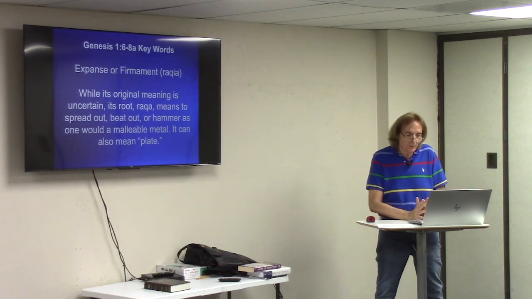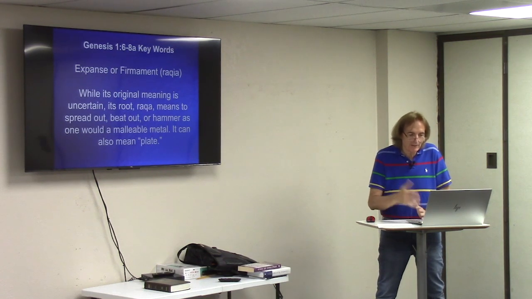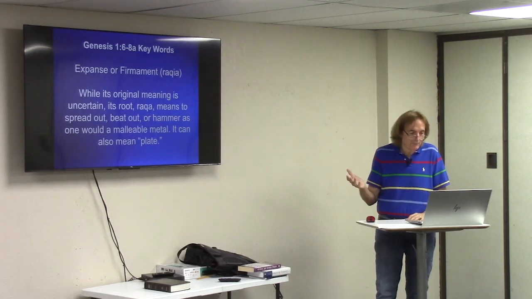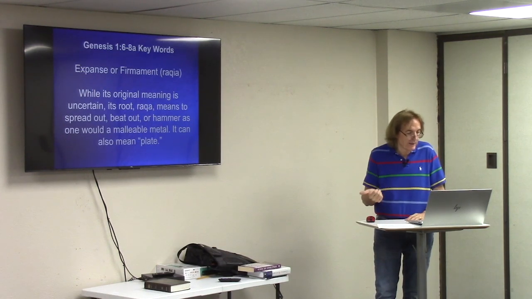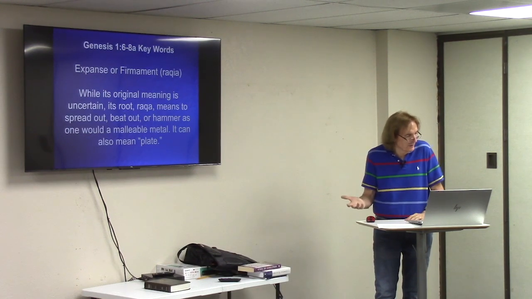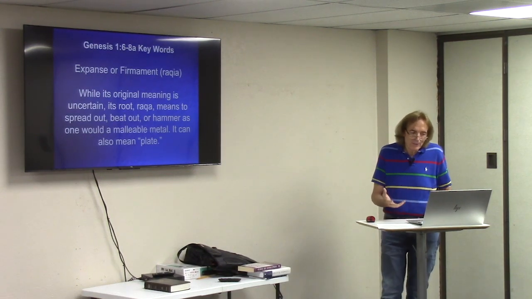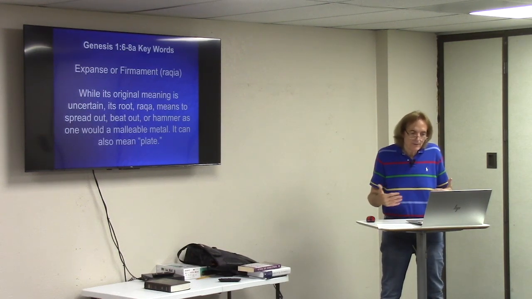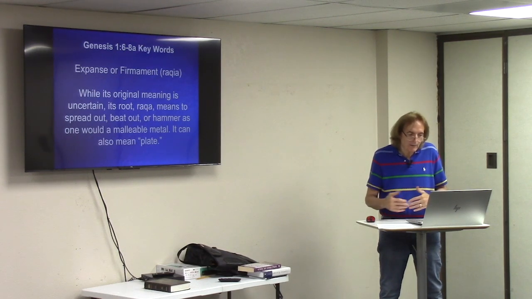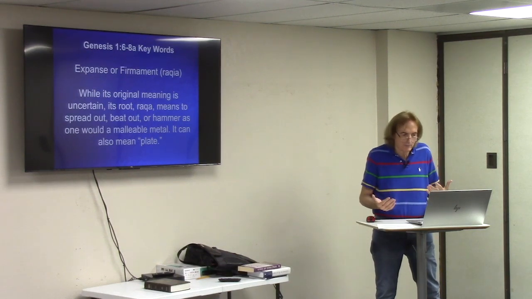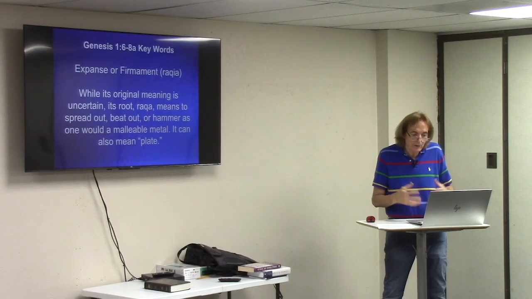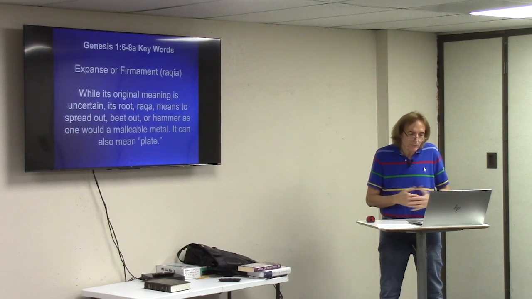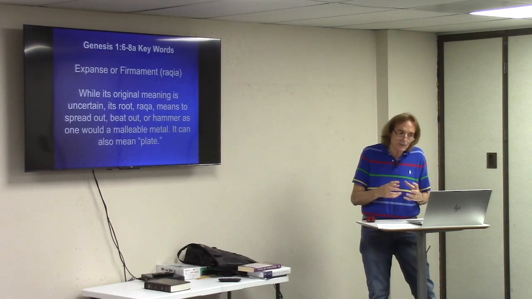Since the focus of Genesis 1:6 through 8 is rakia, let's look into this word. As we've seen in English translations, rakia is generally translated as vault, expanse, and firmament. But what did this word originally mean? Well, its original meaning is a little uncertain. Its root word, raka, means to spread out, to beat out, stamp, or hammer, as somebody would do with a malleable metal. It can also be used to mean plate, to plate something, for example when an item is plated by a thin layer of gold.